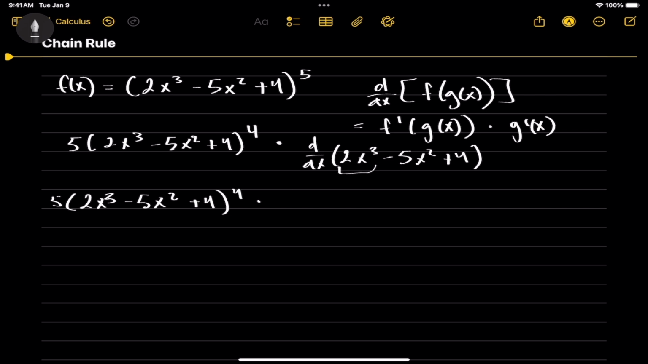So that's going to be 6x squared. And this is still going to be minus, so we're going to put a minus sign there. I'm going to go ahead and put parentheses as well. And that's going to be 10x. That's it. And then plus 4, when you derive a constant, it is just 0. So this is what we're left with, and this is our final answer.